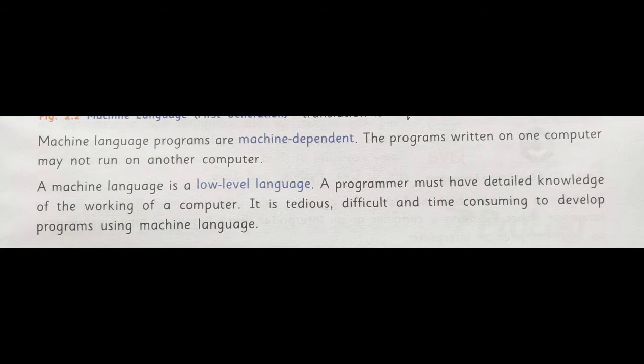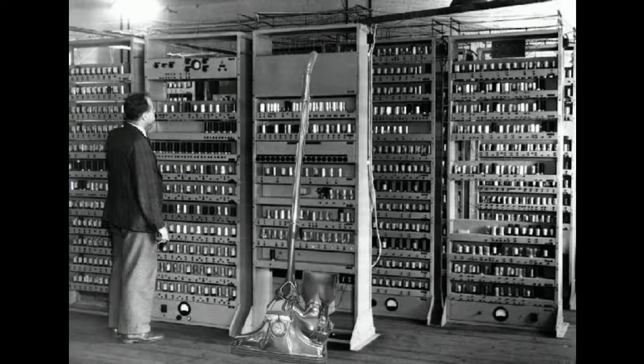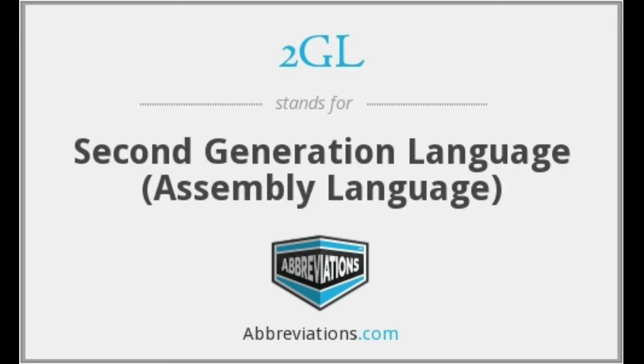Machine language programs are machine dependent. The program written on a computer may not run on another computer. A machine language is a low-level language. A programmer must have detailed knowledge of the working of a computer. It is tedious, difficult, and time-consuming to develop programs using machine language. So this is the image of machine language or first generation language. Next is second generation language or assembly language.